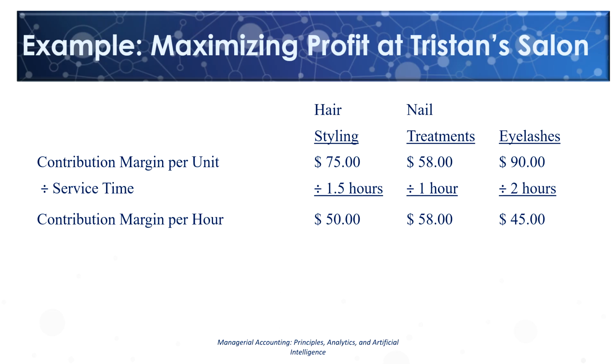This example shows hairstyling equals $50 per hour. Nail treatment results in a contribution margin per hour of $58, and finally eyelashes $45 per hour. So Tristan should prioritize nail treatments first, then hairstyling, and avoid eyelashes if hours are limited.